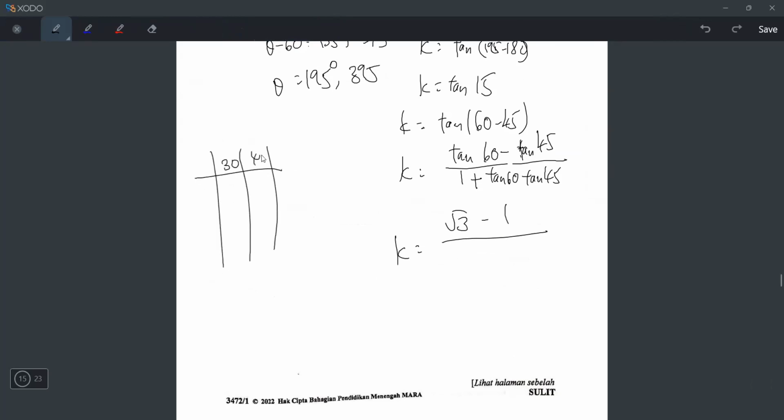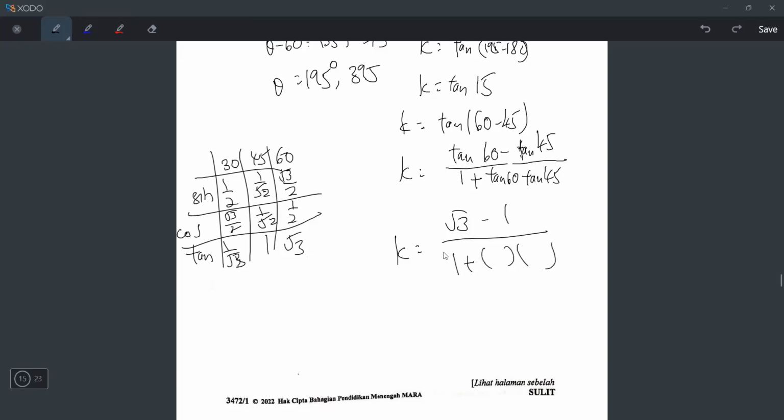This is 30, 45, 60, sine, cos, tangent. 1 over 2, 1 over 2, root 3 over 2, root 3 over 2, 1 over root 2, 1 over root 2, 1 over root 3, 1, root 3. Okay, I hope you got half this one. Huh? And then what about the bottom? 1 plus tangent 60, tangent 45, tangent 60 is root 3, tangent 45 is 1. So the answer is root 3 minus 1 over 1 plus root 3.